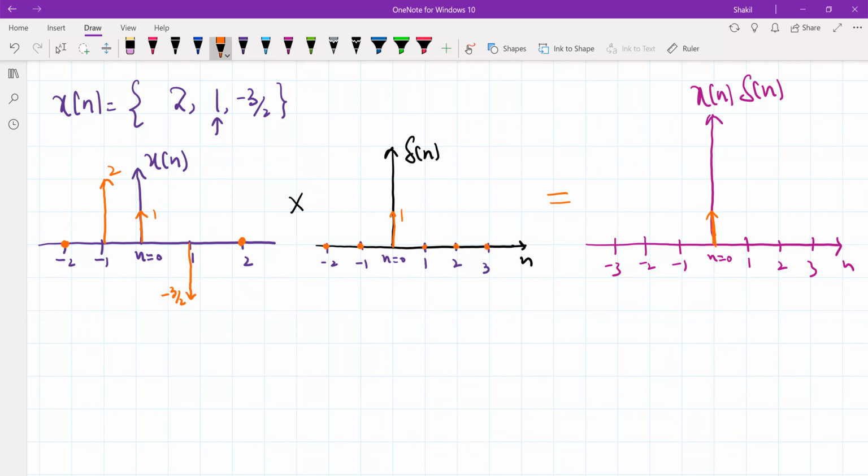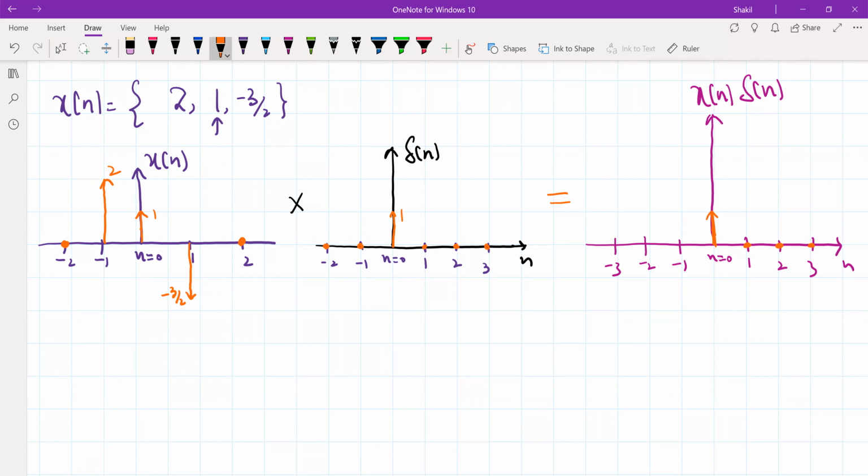Similarly, let's first calculate the values of the signal for positive values of n. At n equal to 1, the value of delta n is 0, and the value of x of n is minus 3 by 2. So 0 multiplied by this is 0. Similarly, at n equal to 2, the value of the sequence is 0, so this is 0. And so on, for all these samples.